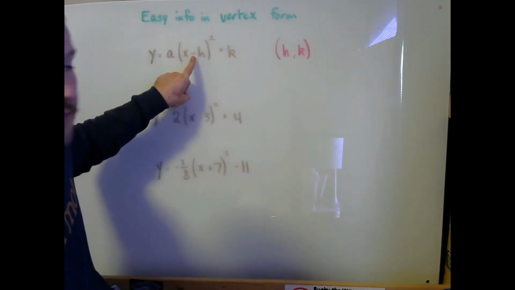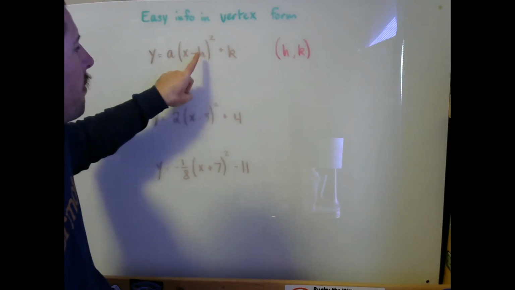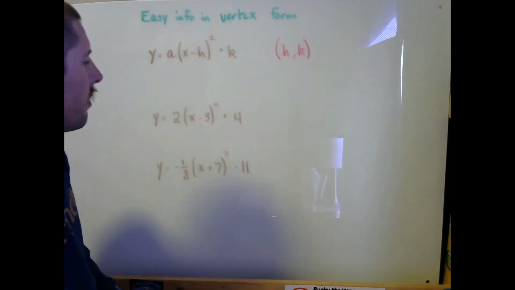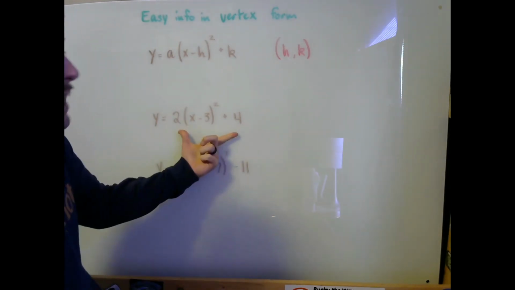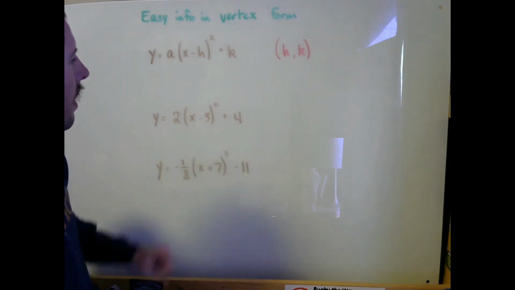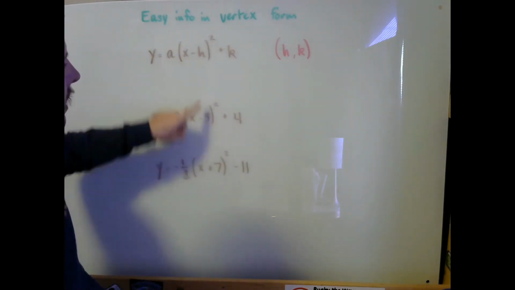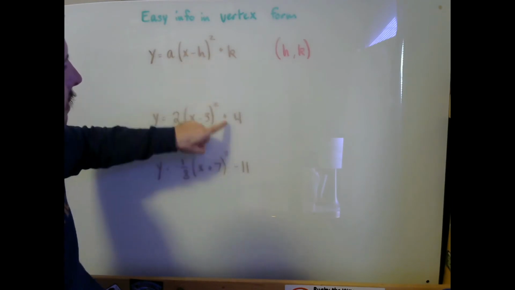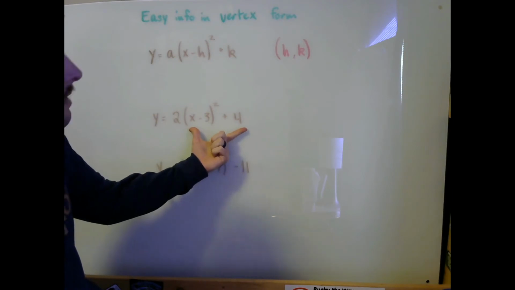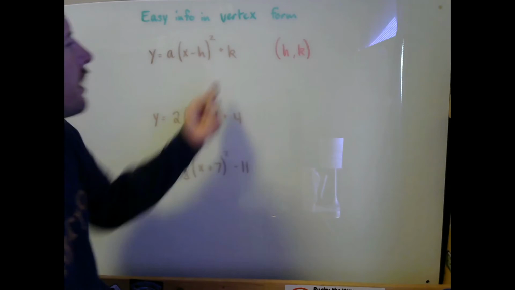Notice here that the negative is built into the formula, whereas here we have a positive in front of the k. H and k, if in exactly this form, are going to give us our vertex locations. In our next example then, 2 times x minus 3 squared plus 4, we can see that this is in exactly the same format with the signs all matching. These are still negative, these are still positive right here. So it looks to me that the vertex location for this is going to be at the location of 3, 4, because that is our h and k terms.